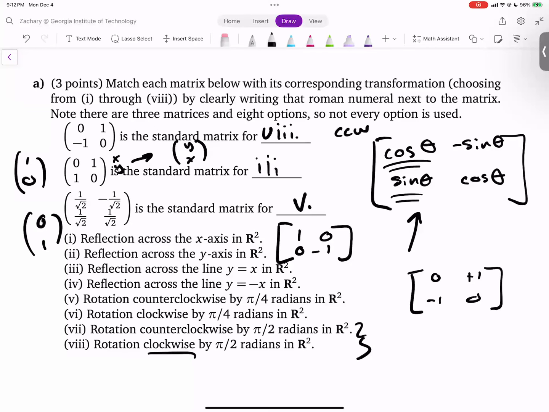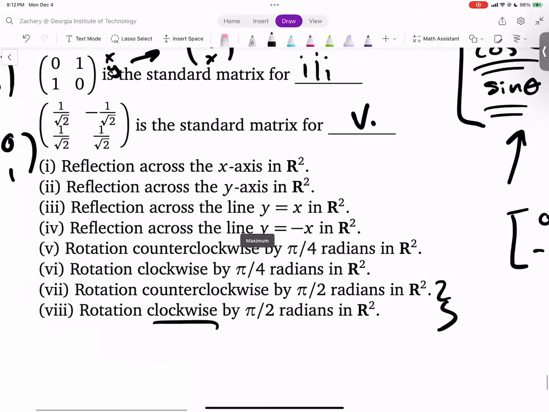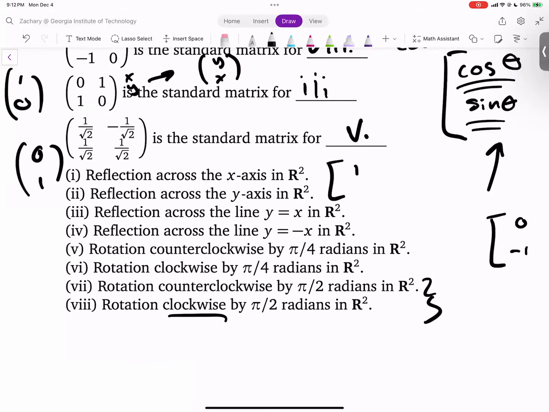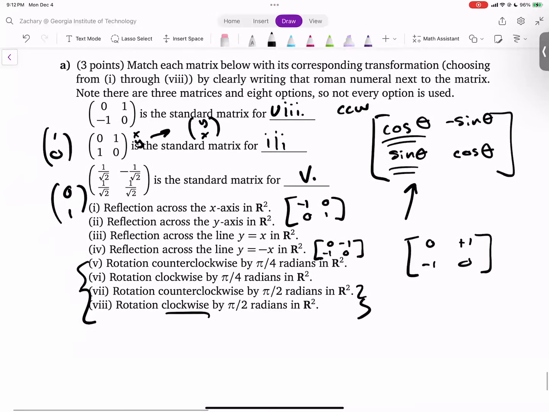Okay. So if we want to quickly make the matrices for all of these, it's not too hard. Reflection across the y-axis can be -1, 0, 0, 1. Reflection across y equals -x is going to be, that becomes -1, that becomes -1. And then these you can just plug into the general form for a rotation.